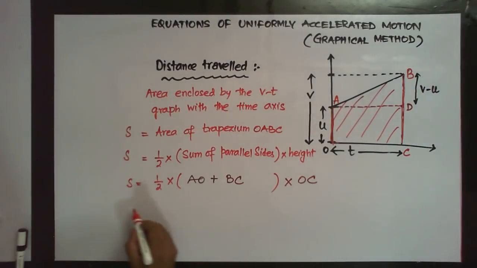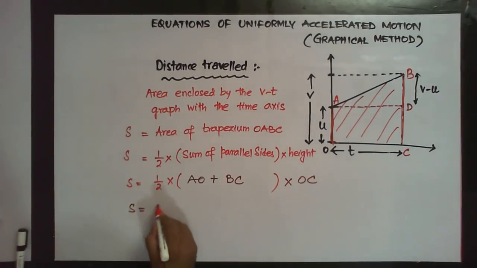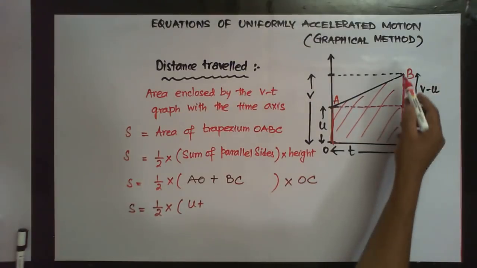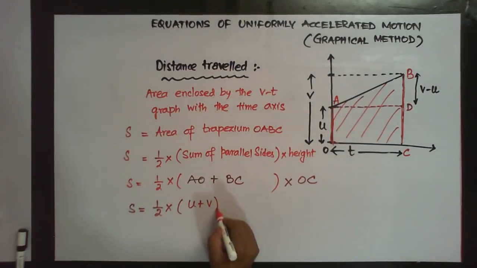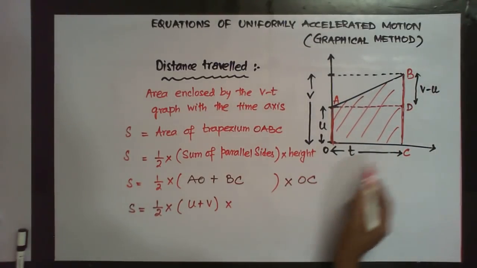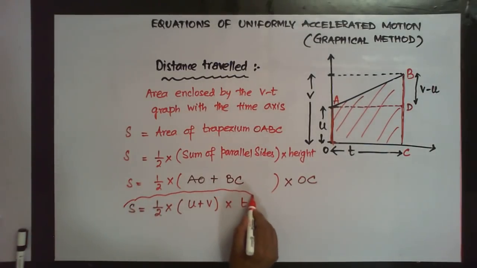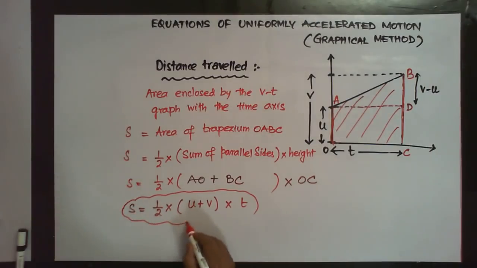So S is equal to half into, what is the length of AO? It is U, plus what is the length of BC? It is V, into OC, which is nothing but T. Now we get this equation: S is equal to (U plus V) divided by 2 into time T.